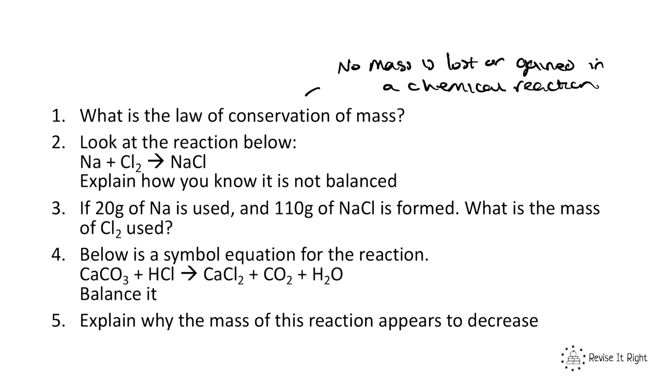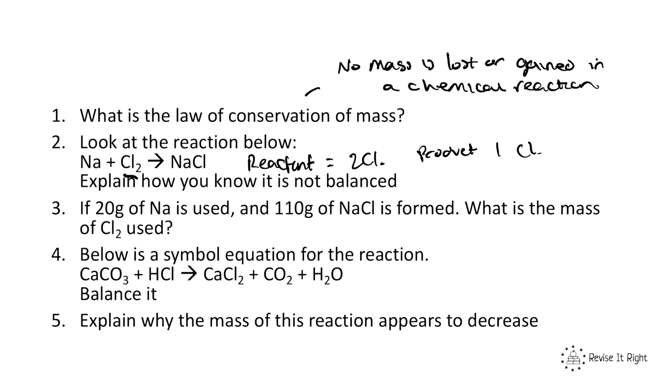Number 2, look at the reaction below. Explain how you know it is not balanced. Well, quite simply, we know that there are 2 chlorine on the left. So as a reactant, we've got 2 chlorine, whereas in the product, we've only got 1 chlorine. Therefore, they're not balanced.